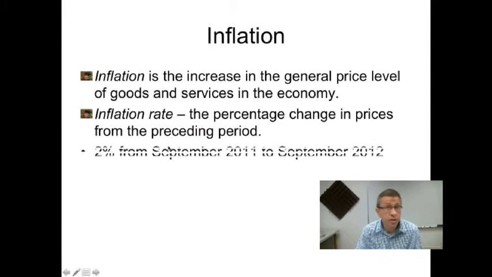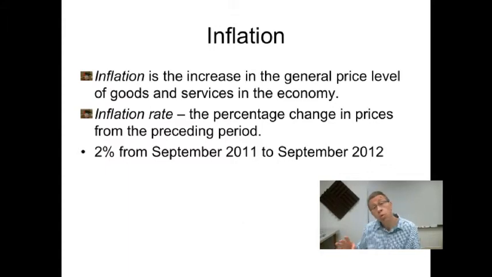So an example of inflation and the inflation rate: from September 2011 to September 2012, the inflation rate was 2%. So overall, prices for all goods and services in the economy rose by 2%. Once again, though, it does not mean that every single product rose on average by 2%. Some products would have risen at a much faster rate than 2%. Others would have decreased in price. But overall, there's a 2% increase.